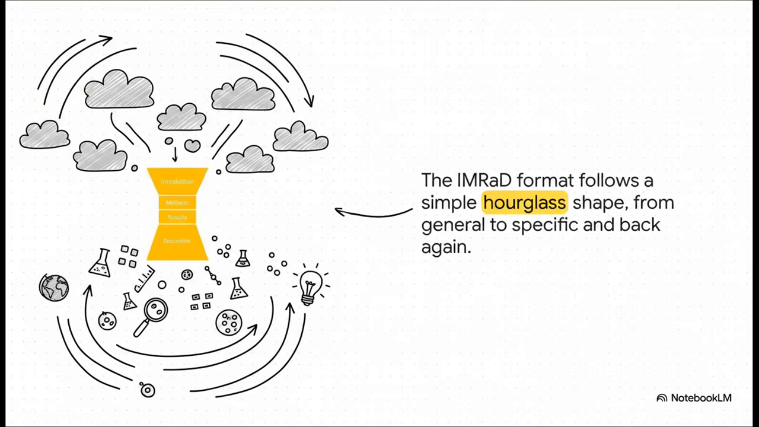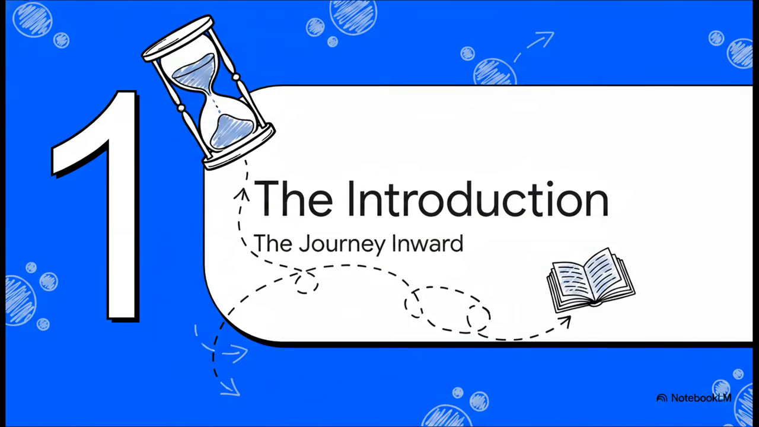Now, the real genius of the IMRaD structure is its shape. It's an hourglass. Seriously, picture this in your head. You start out broad and general, then you narrow way down to the super specific details of the study, and then you broaden back out again to talk about what it all means for the real world. This hourglass shape is going to be our guide. So let's start at the very top of that hourglass. We're going to begin our journey inward with the introduction.